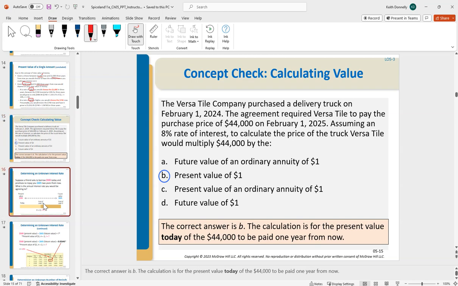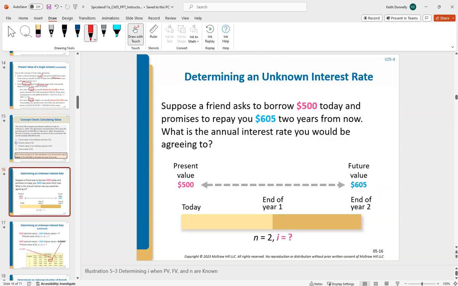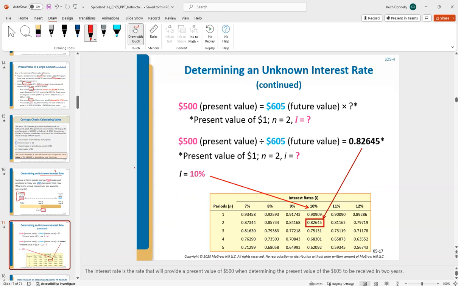All right, so there's an MCQ. You can look at that. Now they start playing the shell game, right? Determining an unknown interest rate, so the I is in play. They say, suppose your friend asks to borrow $500 today, and they promise to repay you $605 two years from now. What is the annual interest rate that you'd be agreeing to? Instead of us solving for the present value, they're giving us all of these and asking us to figure out the I here. How do you do this?